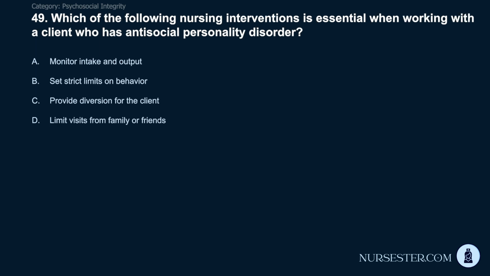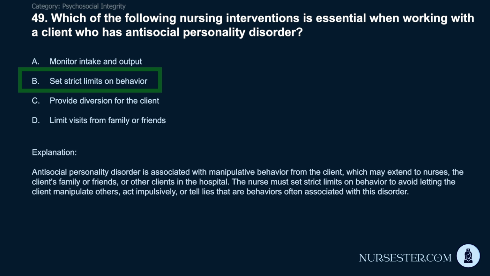49. Which of the following nursing interventions is essential when working with a client who has antisocial personality disorder? A. To monitor intake and output. B. Set strict limits on behavior. C. Provide diversion for the client. D. Limit visits from family or friends. Correct answer: B. Set strict limits on behavior.